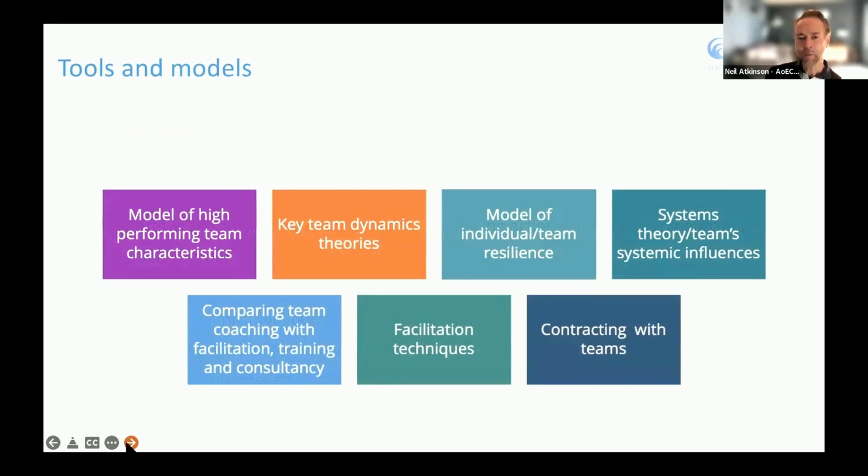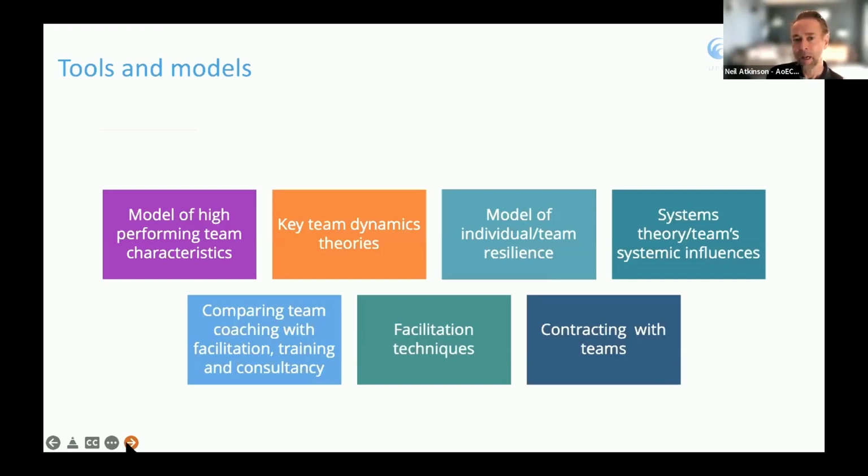In terms of tools and models, it's a part of the way we tend to train and develop these programs at AoEC to give you a taster of a number of useful things so that you can take them and start using them straight away. But we're also aware that as coaches, we tend to be on a sort of lifelong learning journey. So it's a taste of things that are useful that you may choose to explore in more depth or build your learning around. But we do cover some of everything that you see here on the screen.